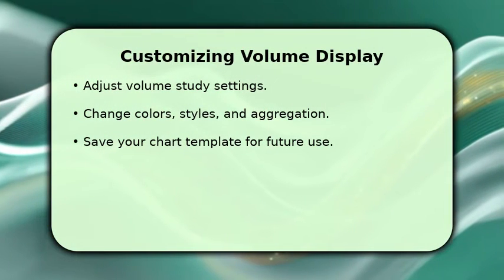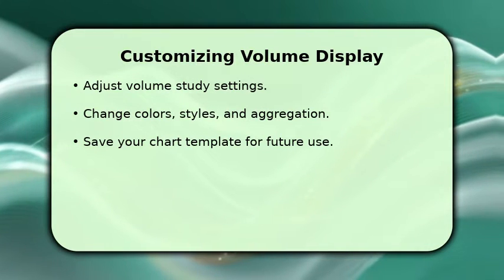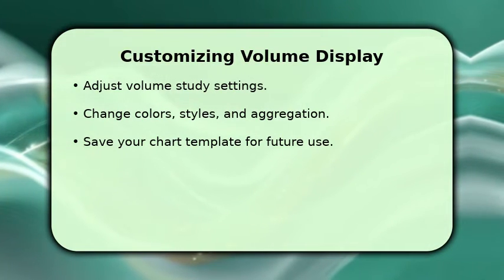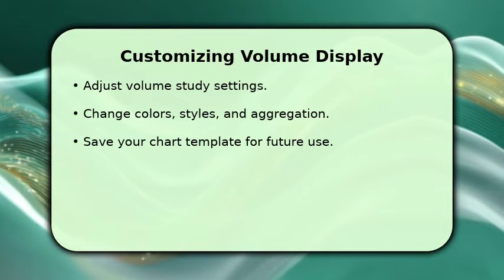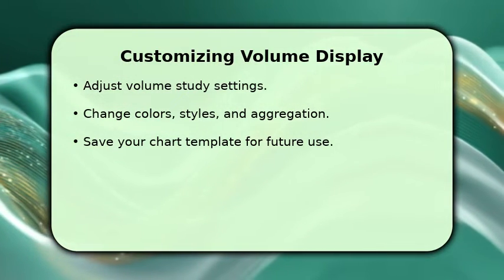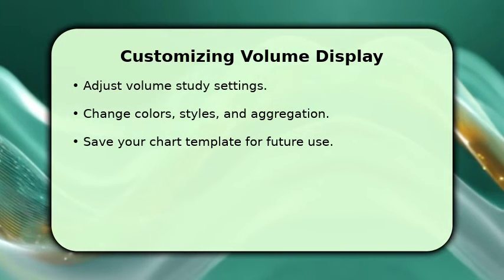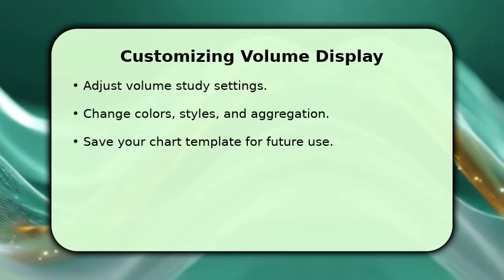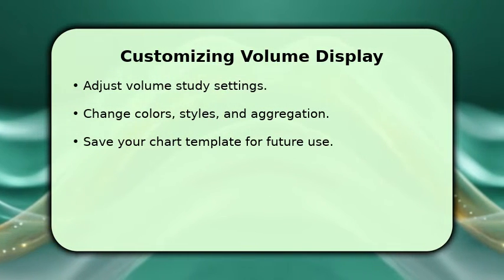After adding volume, you can customize its appearance. In the Edit Studies window, select your volume study from the Applied Studies list and click the gear icon. Here, you can change colors, plot styles, and aggregation periods. For example, you might prefer a different color for up and down volume bars. Remember to save your chart as a template for quick access later.